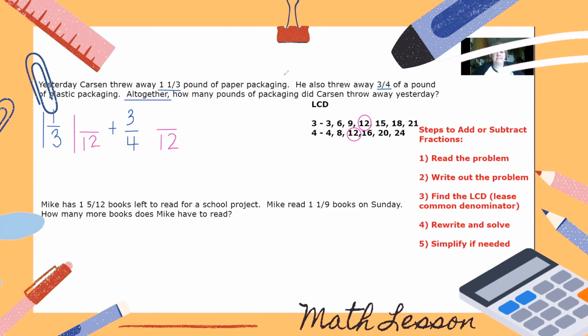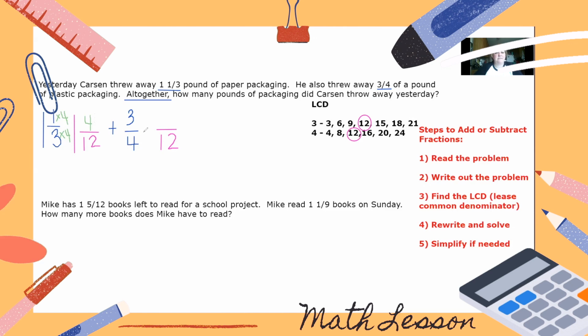So now we need to decide, what is that something that goes there? I look and I have to decide 3 times something equals 12. I can go back over here and decide it's 1, 2, 3, 4. 3 times 4 is 12. And if I multiply the bottom denominator by 4, I have to multiply the numerator by 4. 1 times 4 is 4.